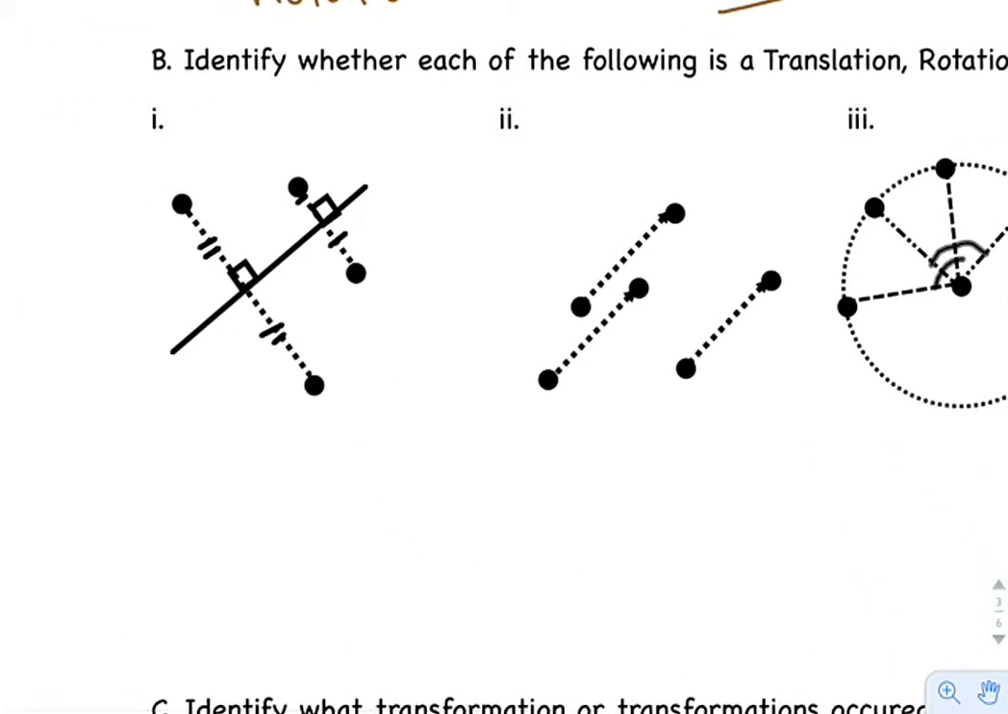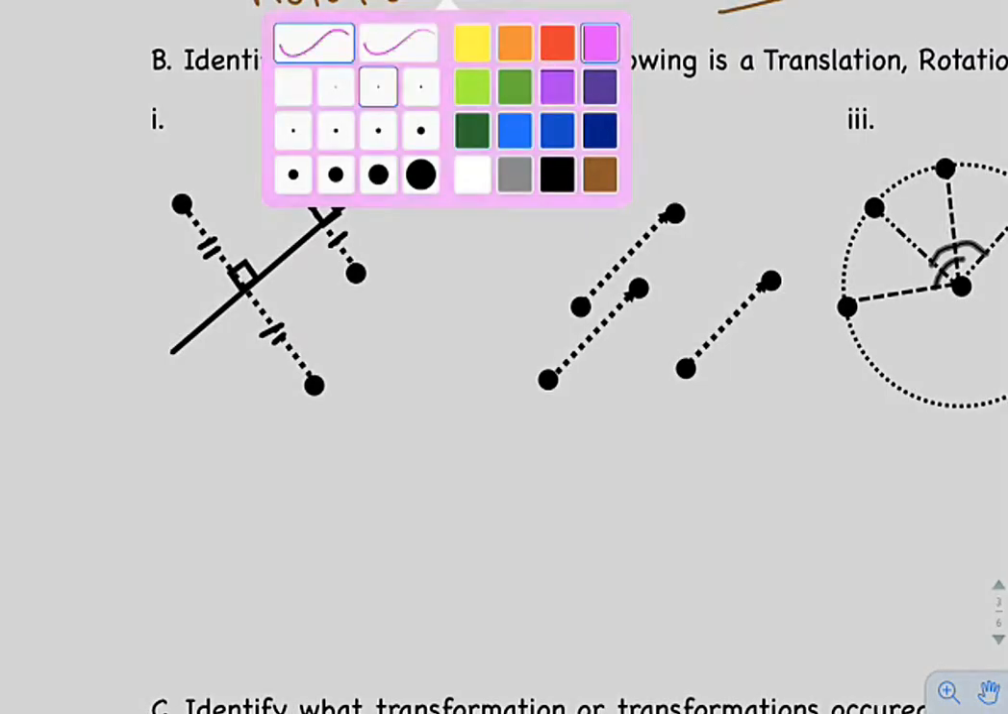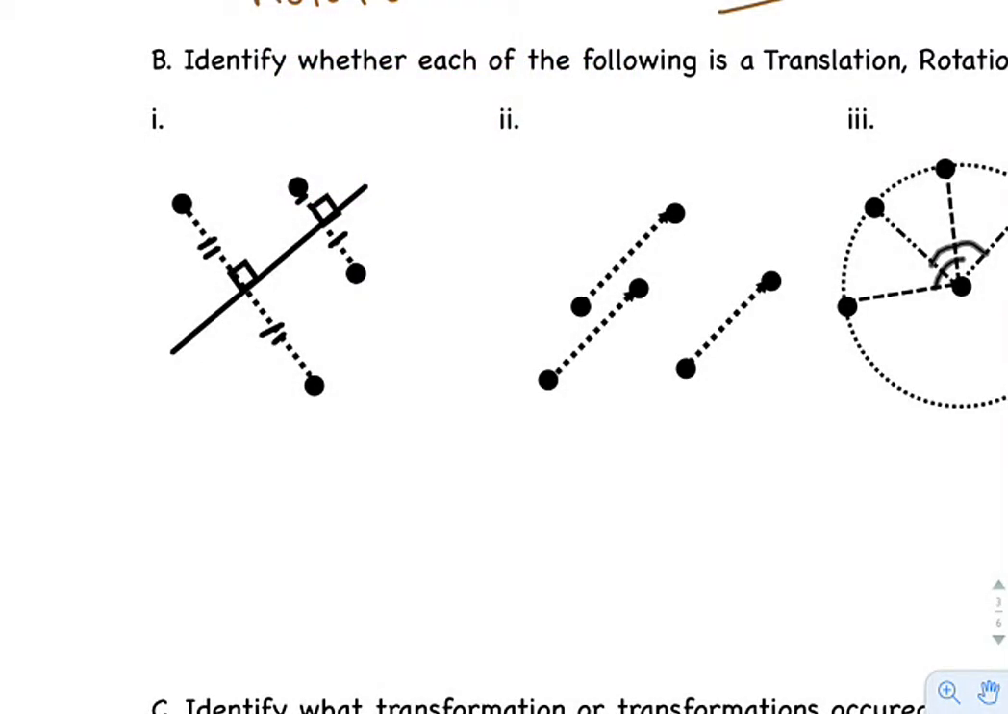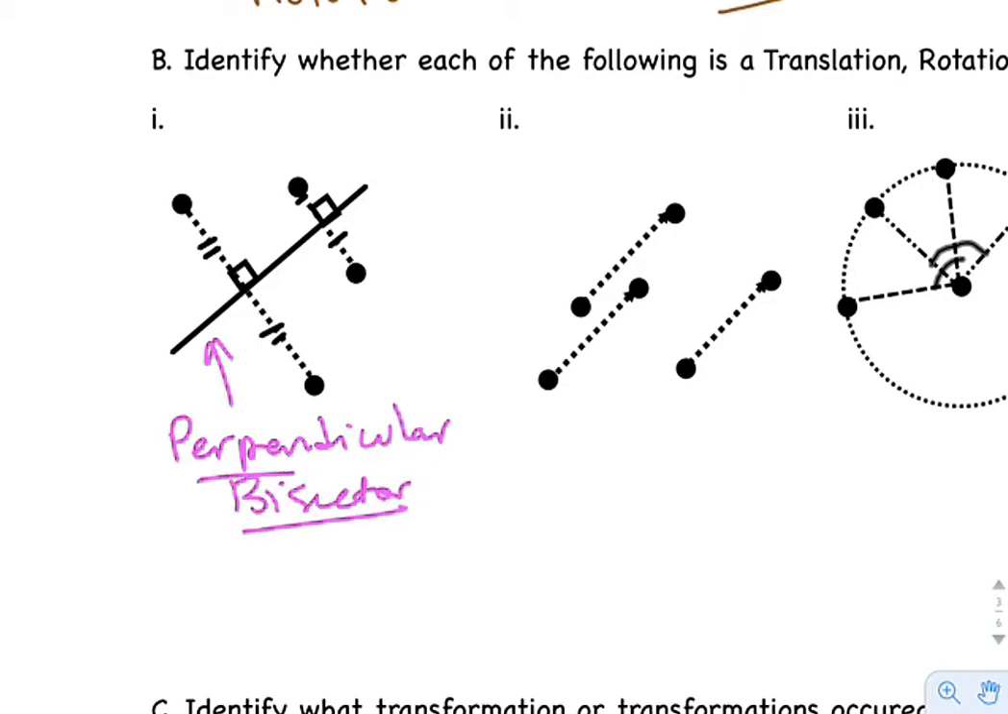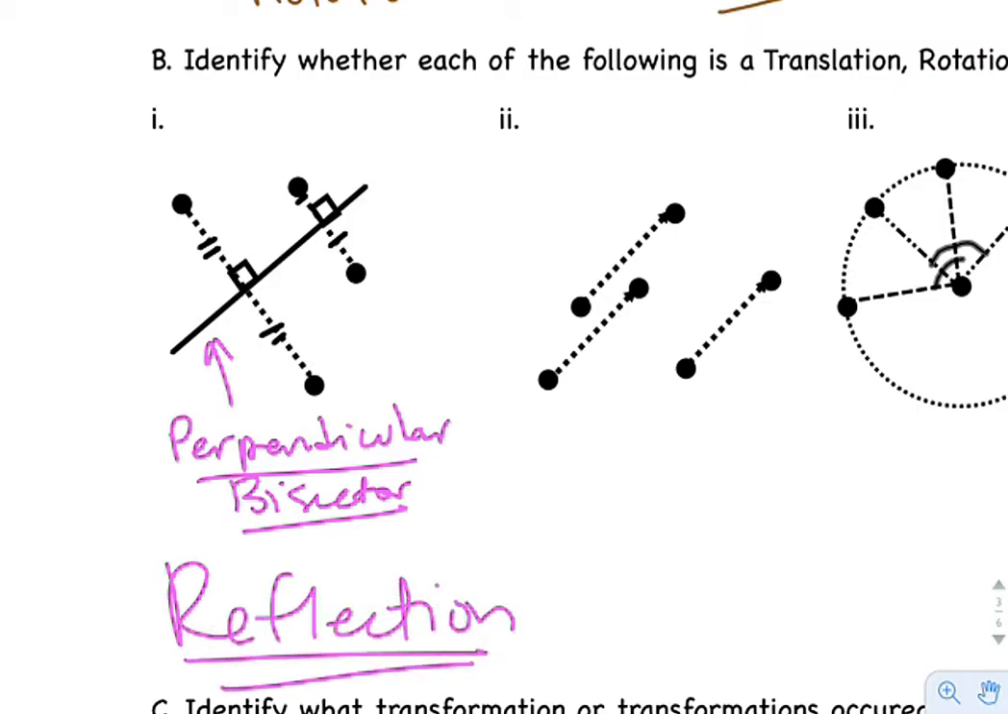So here we want to talk about the structure. And so again, it's definitely going back to your notes, memorizing this. But that is a perpendicular bisector, which makes this a reflection. Okay, these are vectors, which makes this a translation.